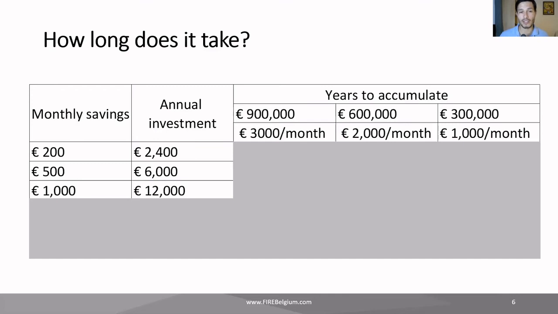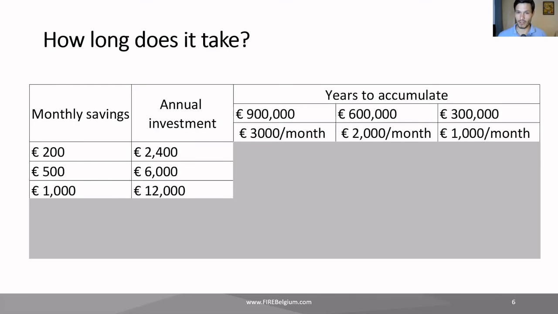So how long would it take? These are some numbers to give you an idea of how long it takes depending on how much you save and how much you need, right? Because these are the two major levers to get to financial independence. So I have here three main scenarios in terms of cost of living. We have someone who needs 3,000 euros a month. That could be a couple, right? Or a single person, whatever it is. You look at your own situation and you decide.